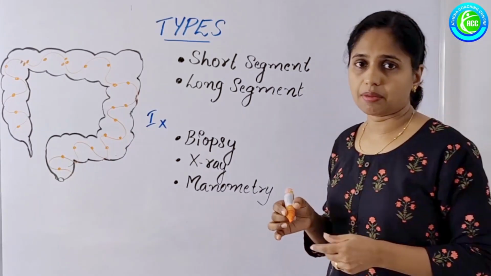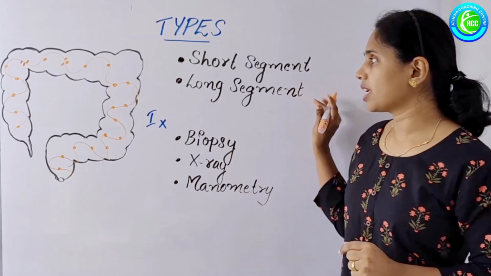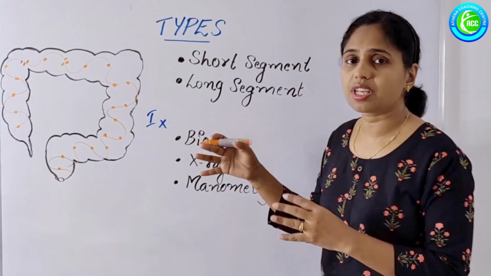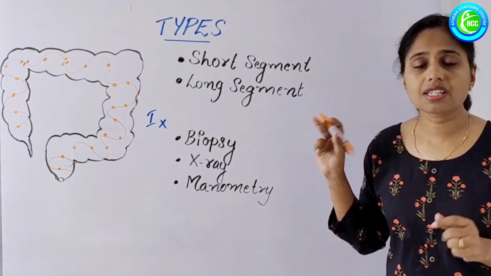What happens in short segment disease? The nerve cells are absent in only a short area, whereas in long segment disease, the neurons are absent in a long area. Okay. And next we will discuss investigation.